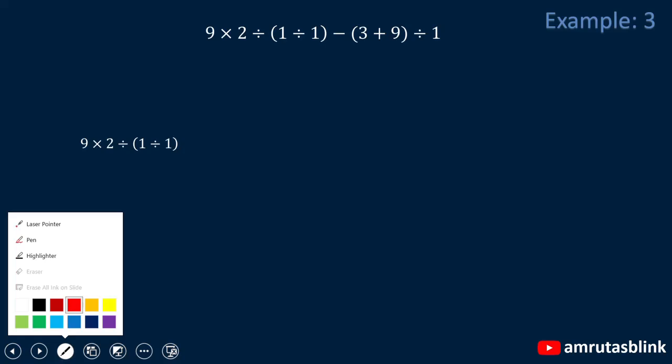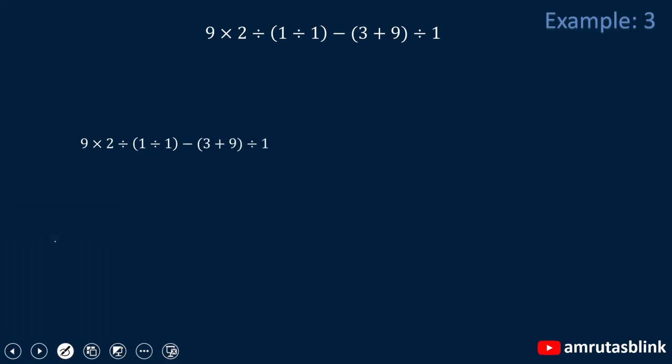We will start with example number 3. 9 into 2 divided by 1 divided by 1 minus into the bracket 3 plus 9 divided by 1. So we will just write down the expression. We will solve this bracket first and then this bracket. 9 into 2, now divided by 1 divided by 1 is 1, minus 9 plus 3, we will simplify this bracket. So 9 plus 3 is 12 divided by 1 as it is.